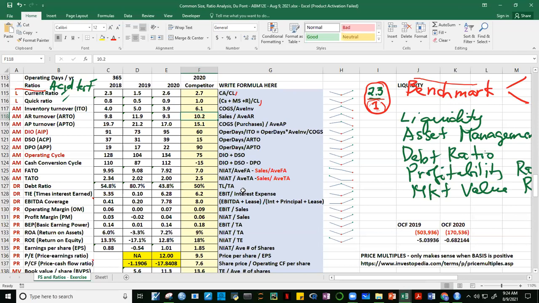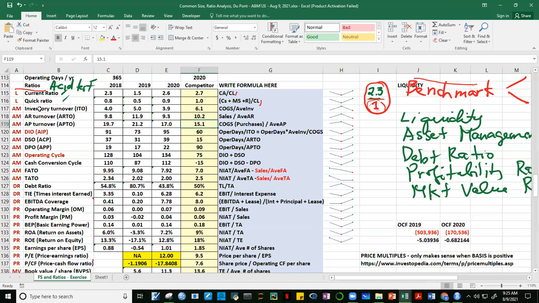On the other hand, for the APTO, it's the lower the better, because it's the number of times a year that we pay on our trade payables, which means if we pay less, for example, 15.1 times a year, which is our competitor, compared to 17, this means that the competitor is given longer terms to pay its trade payables. Since we're paying 17 times a year, it means that the term given to us is a lot less than the terms given to our competitor.